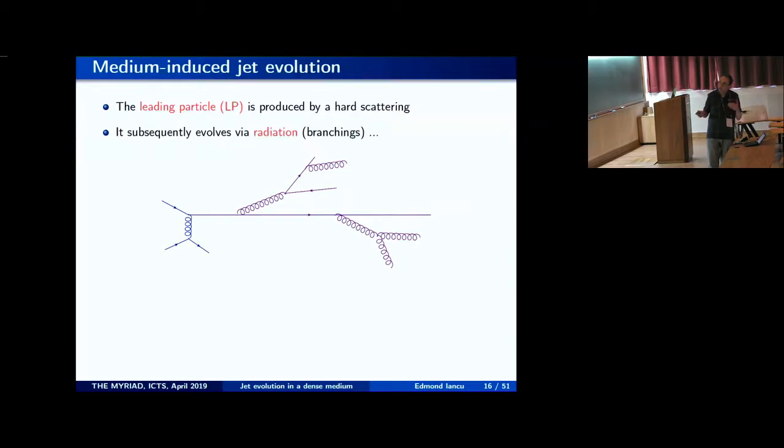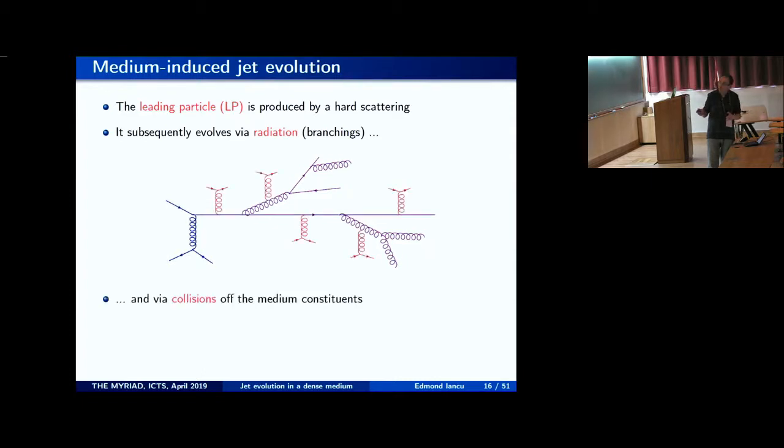This one is highly virtual, so it radiates. It radiates a gluon, we split to a quark and quark pair, we split a gluon, then it radiates another gluon, splits to two gluons, and so on. So that's the beginning of a jet. That will happen both in the medium and in the vacuum, because there's always virtuality due to the scattering, which allows for radiation, for branching.